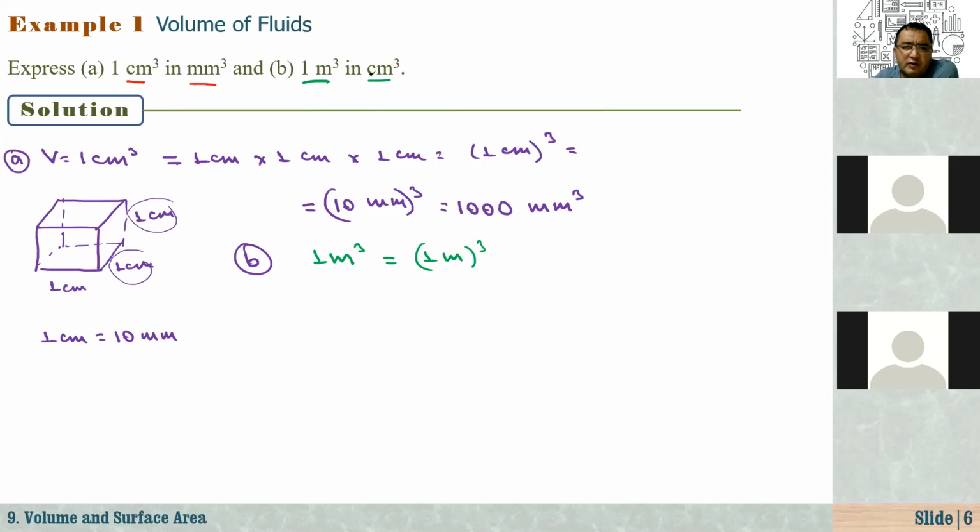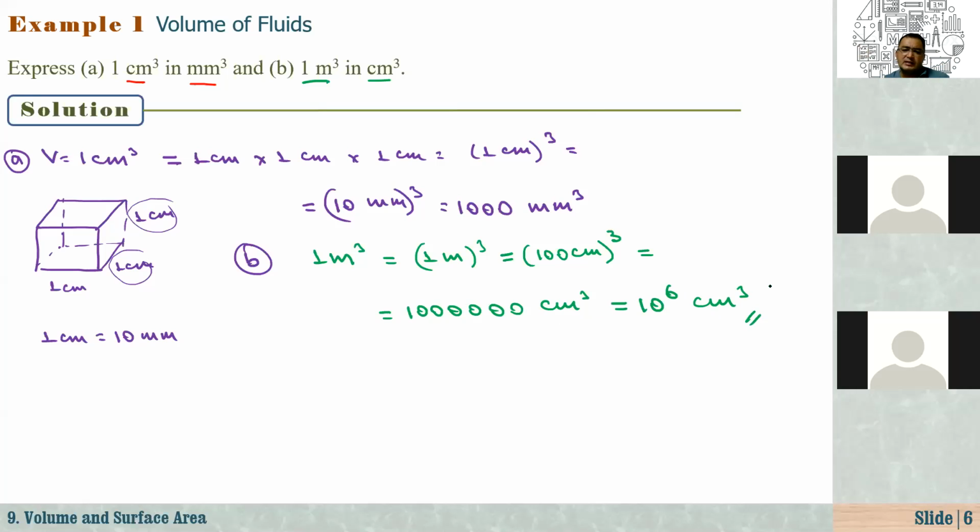And since we have to convert this into cubic centimeters, I have to change this 1 meter into centimeters, right? We know 1 meter equals 100 centimeters, and here we have cube. What is 100 cube? 100 cube is 100 times 100 times 100. That is 1 million, 6 zeros, and here we have cm cube. In short form, if we have 1 million, I can just write it as 10 to the power of 6 cm cube, right? 10 to the power of 6 means 10 is multiplied by itself 6 times.